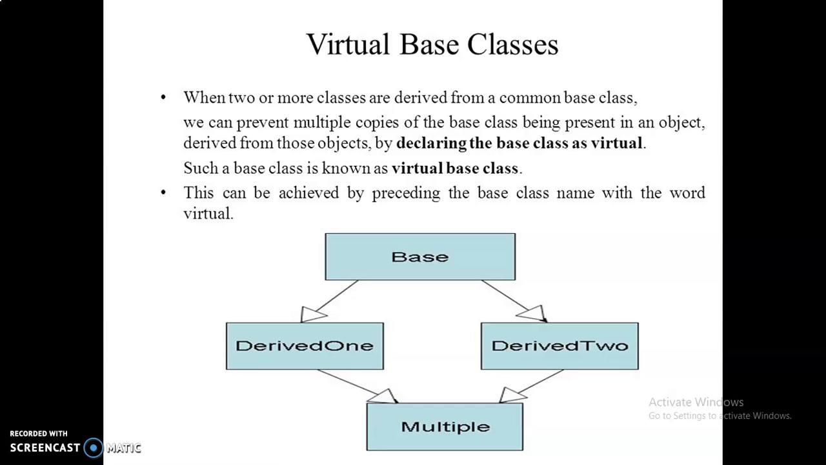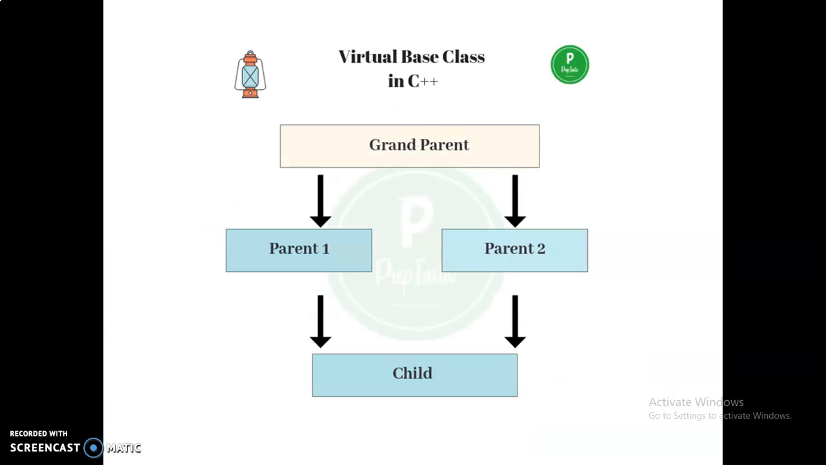And then virtual base classes. When two or more classes are derived from a common base class, we can prevent multiple copies of the base class being present in an object derived from those classes by declaring the base class as virtual. Such a base class is known as a virtual base class. This can be achieved by preceding the base class name with the word virtual. A virtual base class is like the grandparent. The grandparent has two parents, parent 1 and parent 2, and the child is derived from the parents.